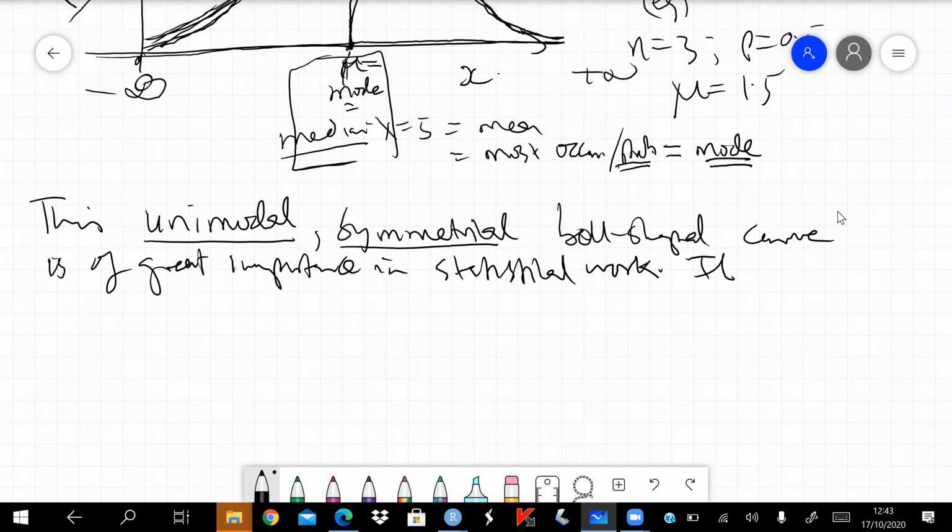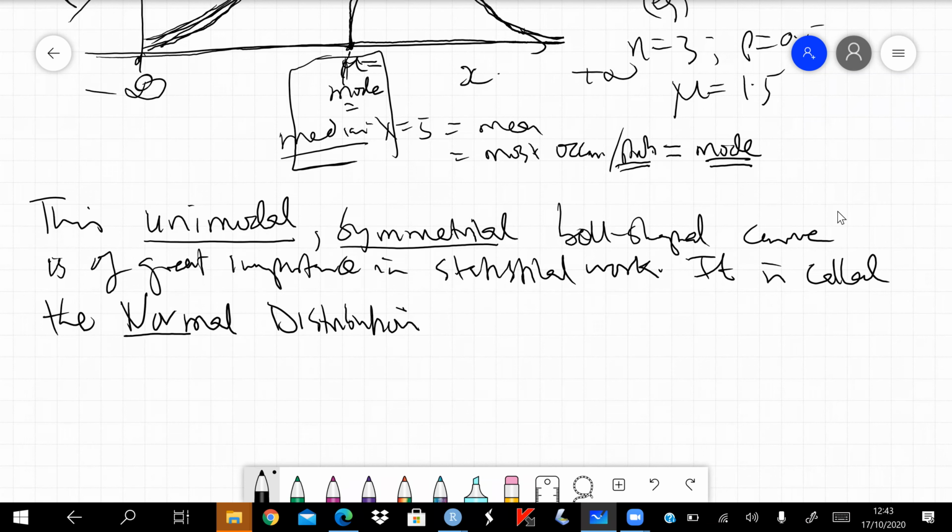It is called the normal distribution. Sometimes it's called the Gaussian. Gauss is the name of the person who developed this kind of distribution, or the one who discovered this kind of distribution. Gauss. Okay.